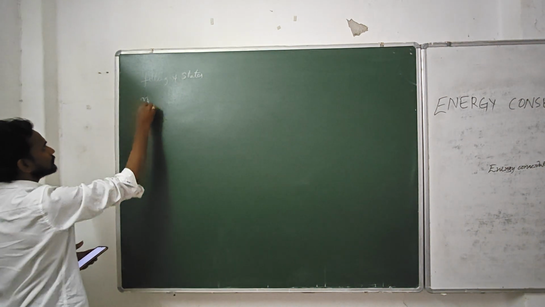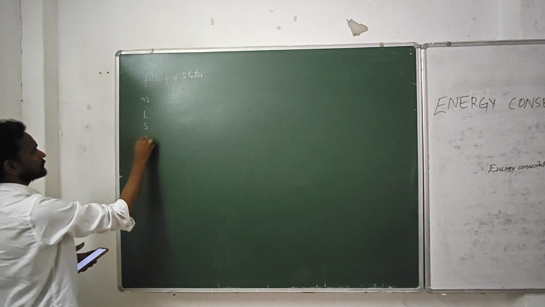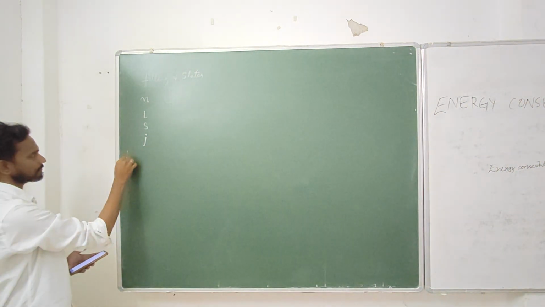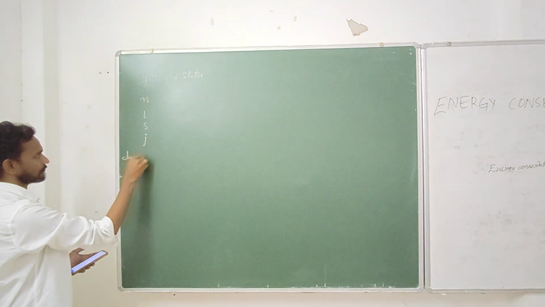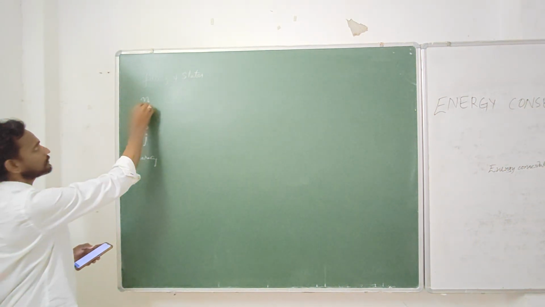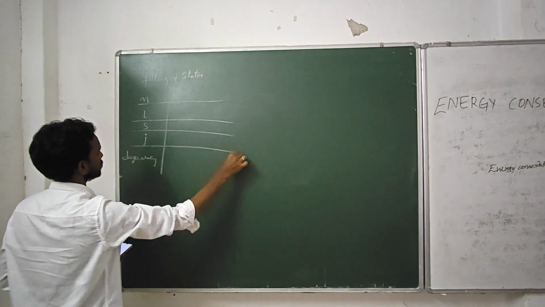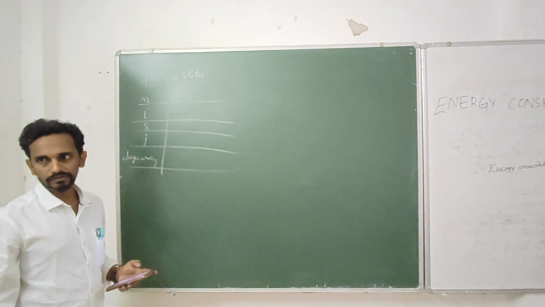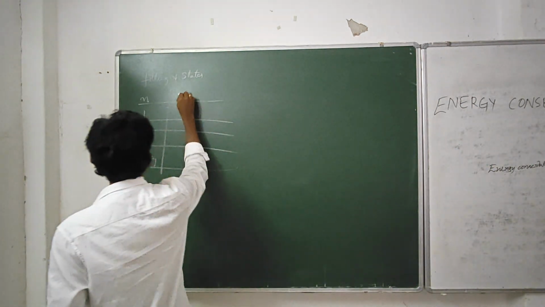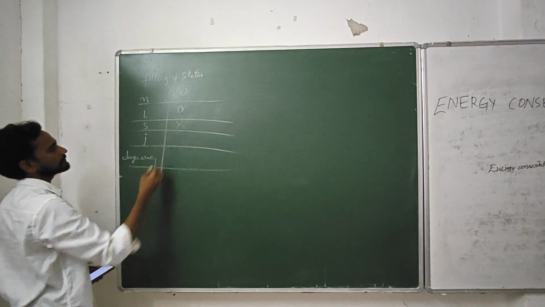So we started with N, L, S and J value, and for degeneracy we have considered Mj values. So where did we start? N value. What is the starting value for N? 0. L is also 0. So S is half.